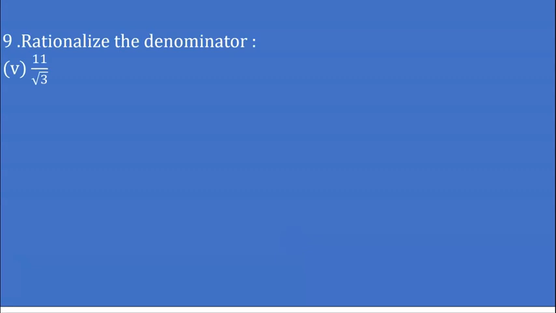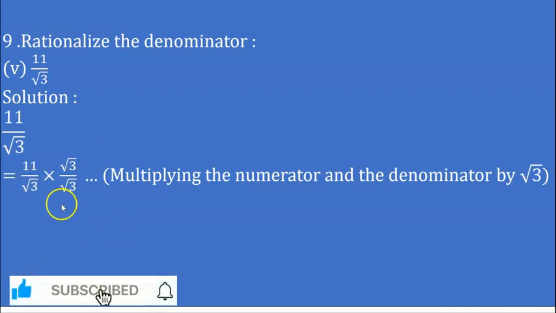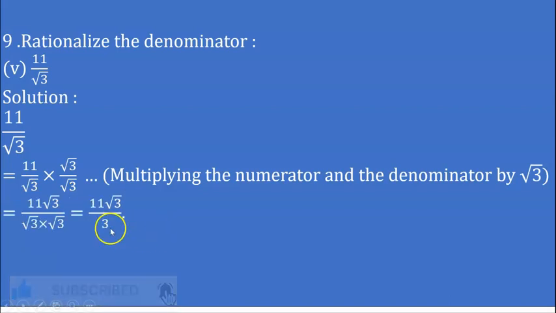Next, 11 upon root 3. Now again multiply the numerator and the denominator by root 3. You will get 11 root 3 and to the denominator root 3 into root 3. Again root 3 into root 3, you will get 3, and hence the answer is 11 root 3 upon 3.